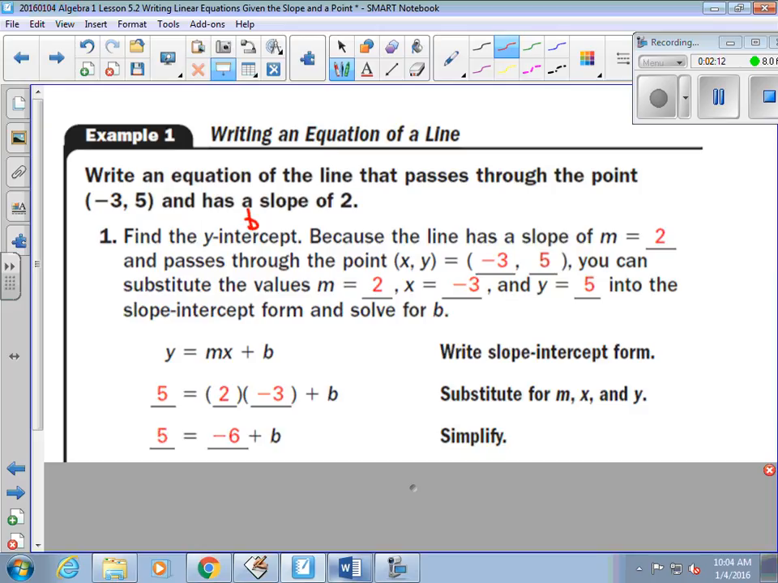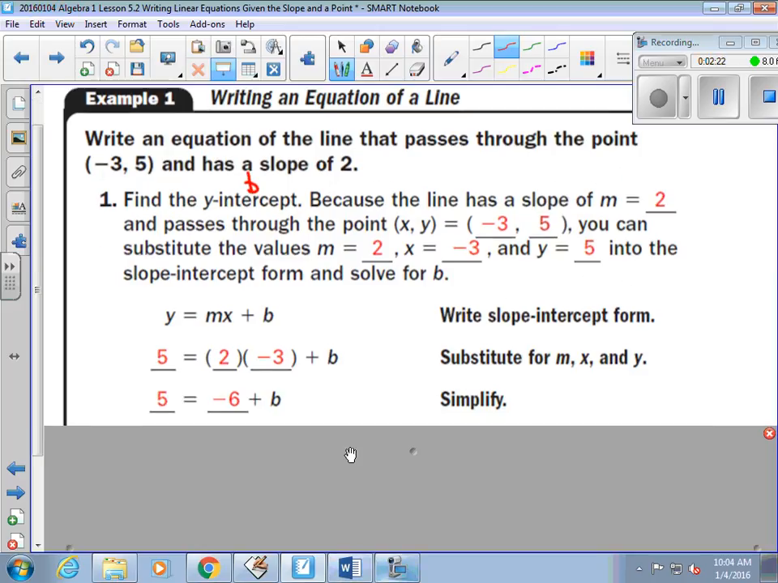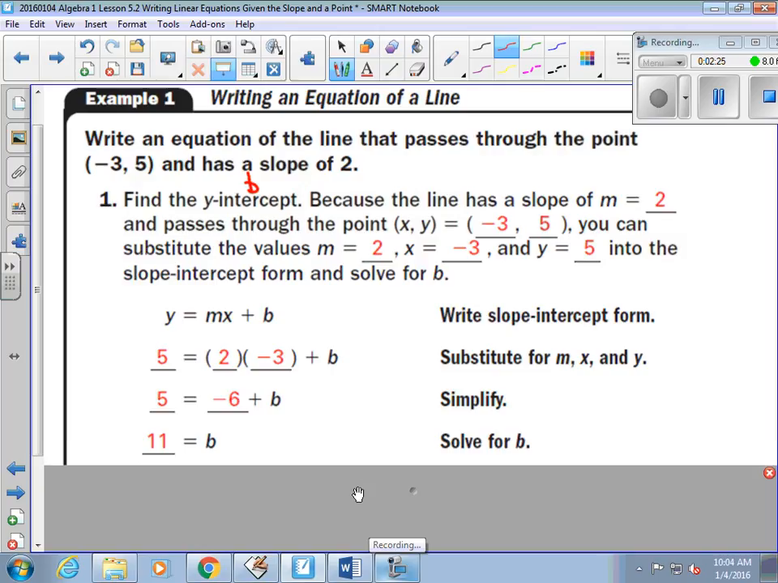Now you can't put b and -6 together. Now you need to undo the fact that it says -6, which means minus 6. So you add 6 to both sides. Time to undo. When you add 6, 5 plus 6 is 11. Now you have b's value, 11. We were given m's value originally, which was 2. So you have m's value, 2.